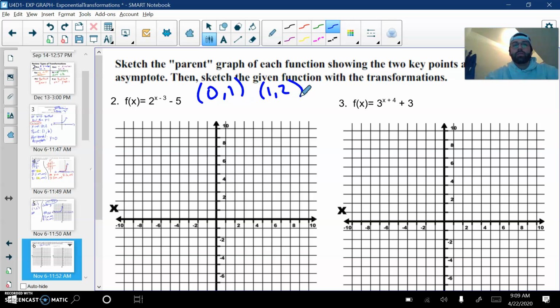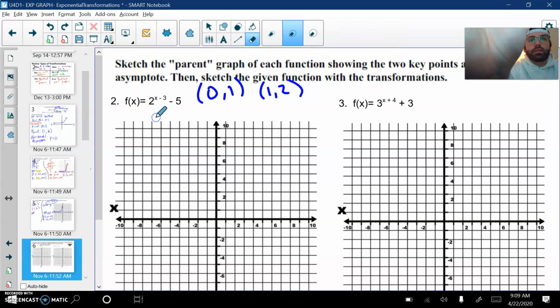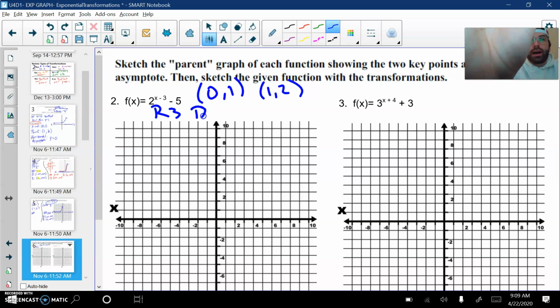All right, so now I'm going to shift those points. What am I going to do? Well, if it's minus 3, that means I'm going to go right 3. That's a B. I'm going to go right 3 and then down 5. When it's on the outside, it affects my y. I go up and down, and it stays the same. So I'm going to start at 0, 1, and I'm going to go right 3 and down 5. Why don't you guys try and graph this number 2 on your own?